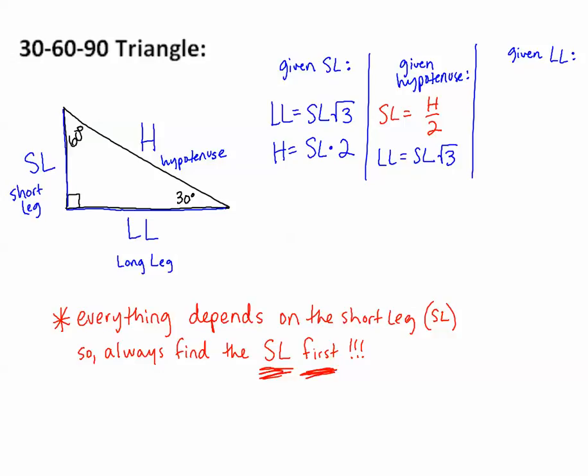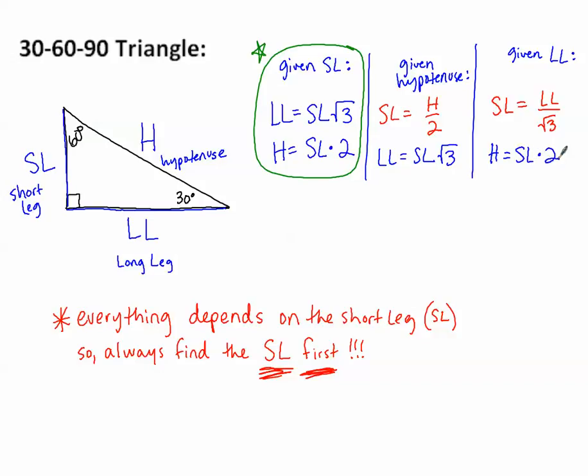Let's go back to our first formulas. We always want to remember them as we're given the short leg. So if my long leg is found by doing short leg times square root of 3, then to find my short leg first, what's the opposite of that? Divide by square root of 3. Long leg divided by square root of 3. Once I know the short leg, it's all the same after that. The hypotenuse is the short leg times 2. So just remember these formulas. That's all you have to memorize.